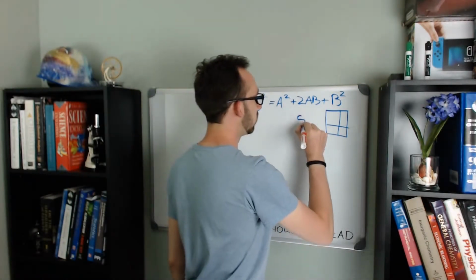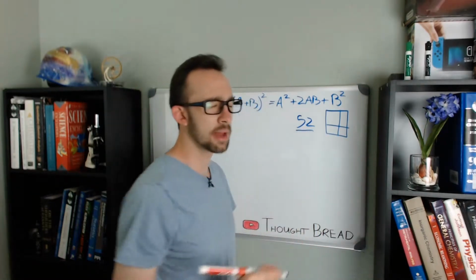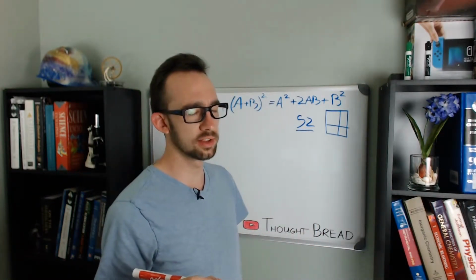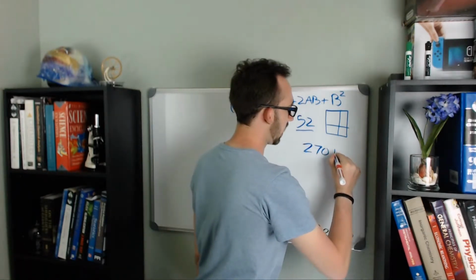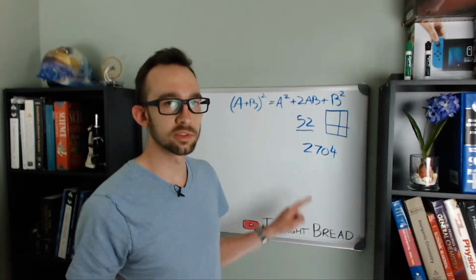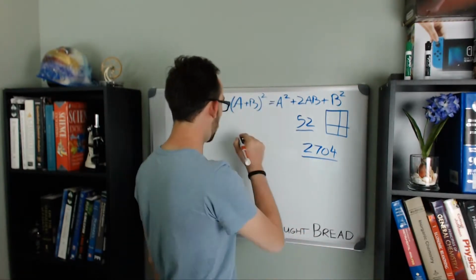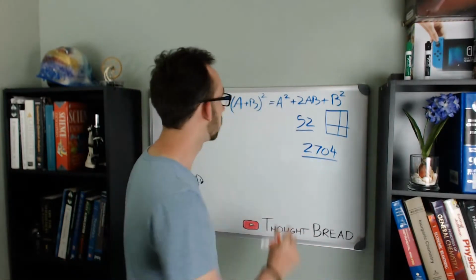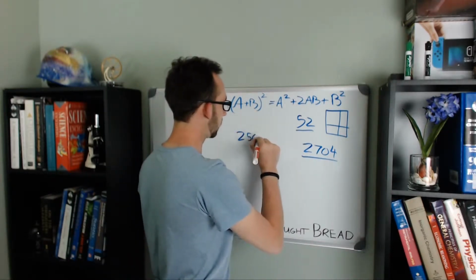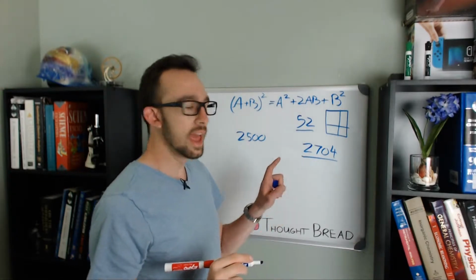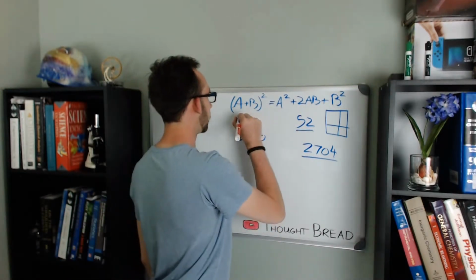Let's do 52. Okay, 52 is our new one. And I'm going to say that this is 2,704. That's what I'm going to assume. This is my answer. Let's see if I got it right. I really hope I did, or else I'm going to look like an idiot here. 50 squared. 50 squared is 2,500.